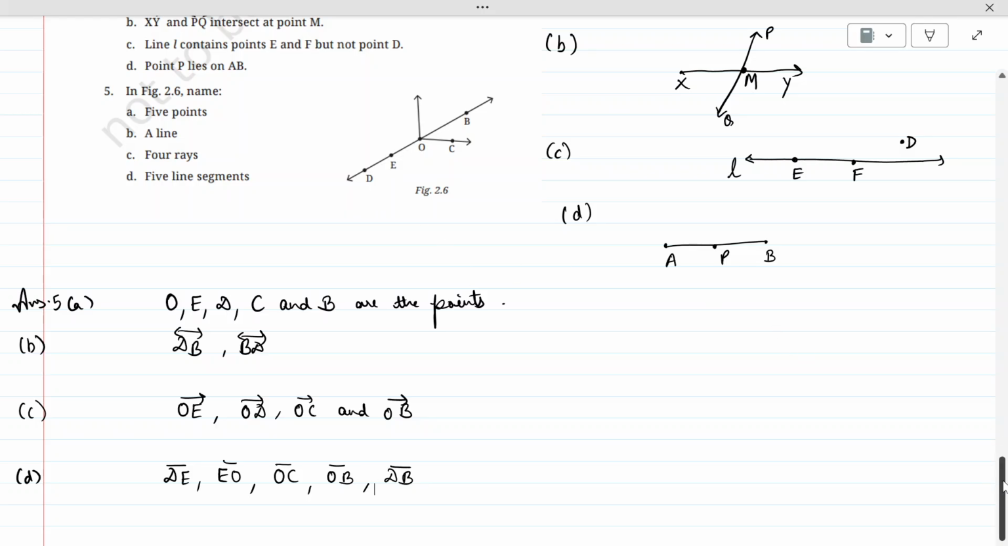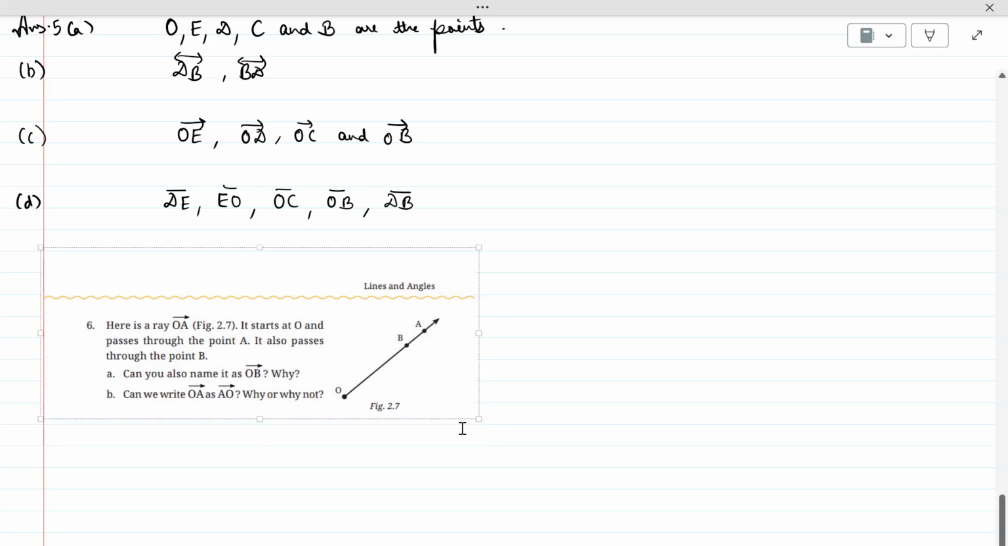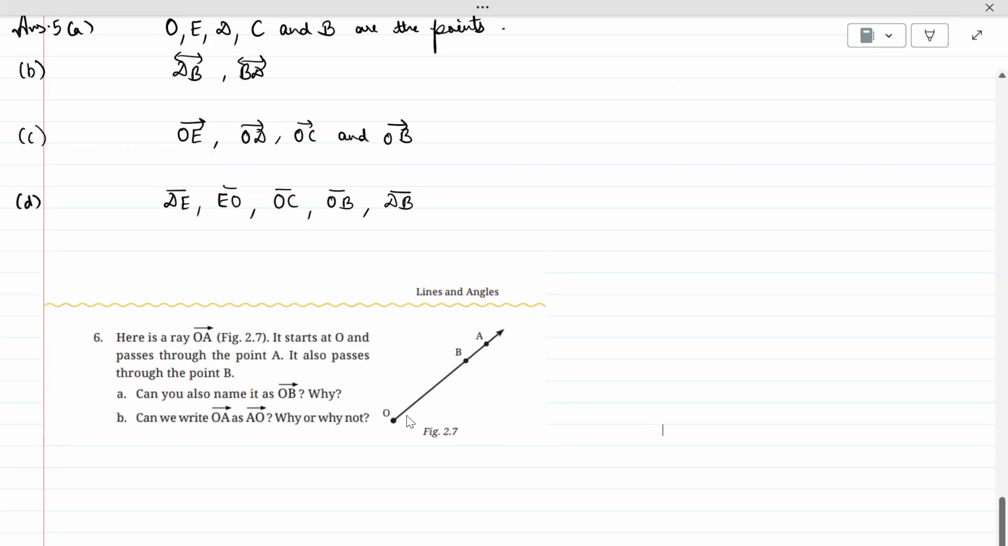Now I am coming to the last part of this question, which is question number 6. Here is a ray OA. We have this ray because the starting point is fixed and we can extend it infinitely. It starts at O and passes through the point A. It also passes through the point B. So we can see in this diagram the starting point is O and we have a ray which has 2 points A and B on it.